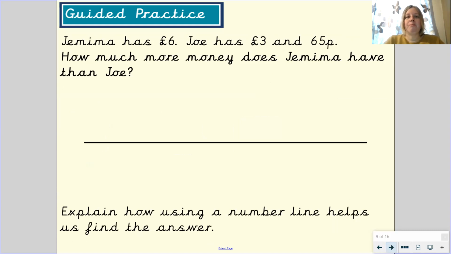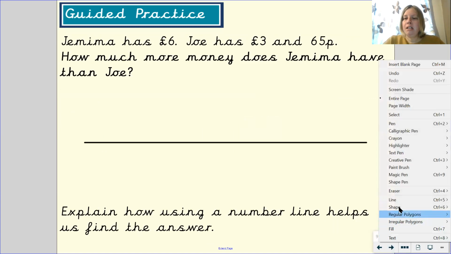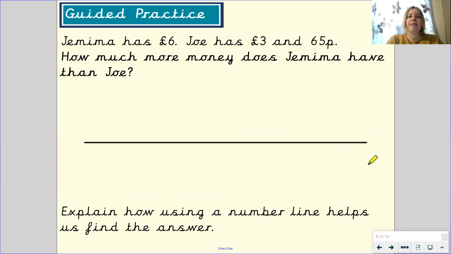Let's read our next problem. Jemima has £6. Joe has £3 and 65p. How much more money does Jemima have than Joe? Explain how using a number line helps us to find the answer. So that gives us a little bit of a clue that we're going to use a number line now to help us to find the answer.